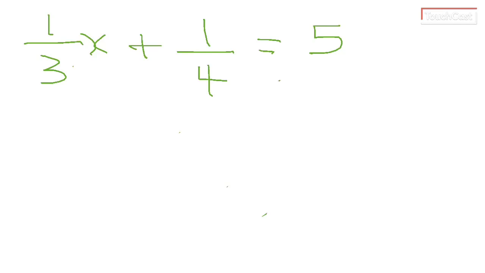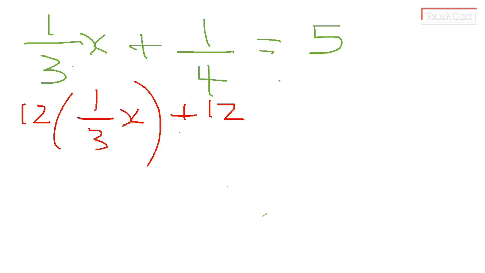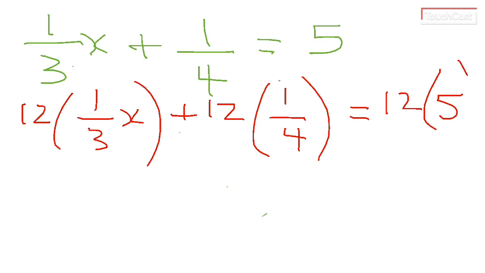So I'm going to multiply each term in the equation by 12. So 12 times 1/3 x plus 12 times 1/4 equals 12 times 5. I need to multiply it by that other term too, even though there isn't a fraction there. Okay?